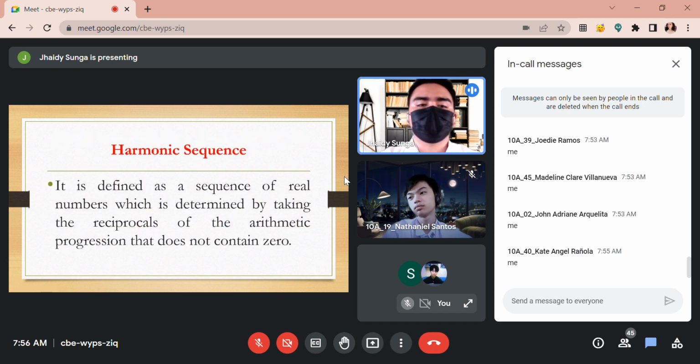So, for this one, our new sequence for this day, I would like you to take note of this one. We have the harmonic sequence. If we say that it is a harmonic sequence, it is defined as a sequence of real numbers which is determined by taking the reciprocal of an arithmetic progression or arithmetic series that does not contain zero.